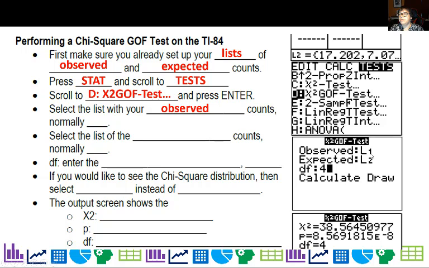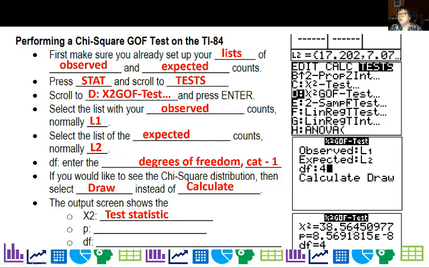Select list 1 for your observed counts. You can use a different list, but it's normally list 1. Make sure your expected counts is the next list, which is normally list 2. Enter the degrees of freedom, which is basically your categories minus 1. If you'd like to actually see the chi-squared distribution curve, then select Draw instead of Calculate, but normally you're going to select Calculate. The output screen is going to show your test statistic, your p-value, and your degrees of freedom.